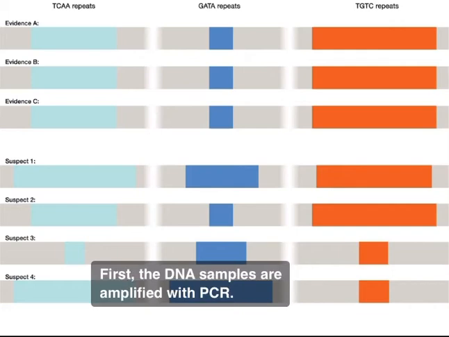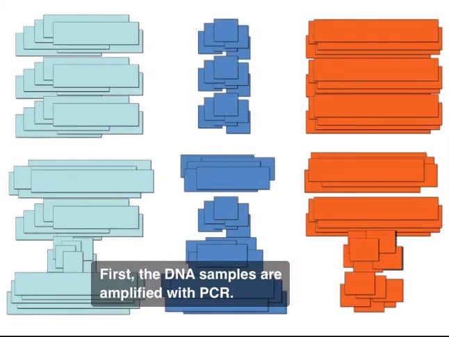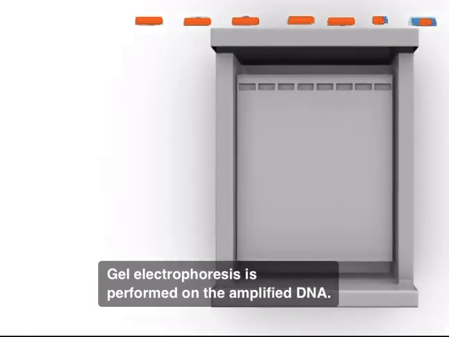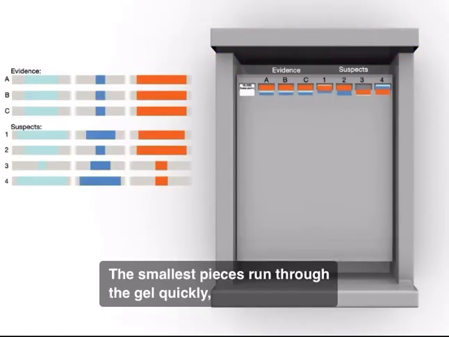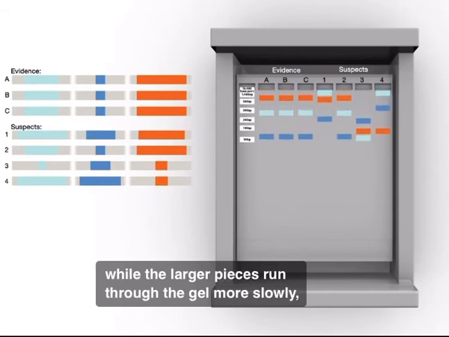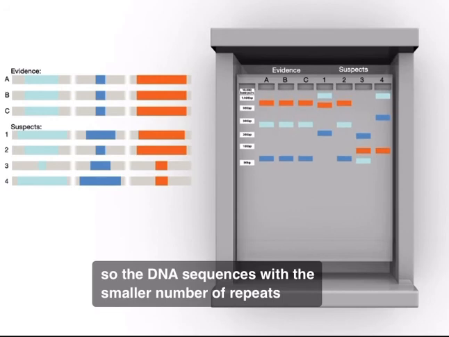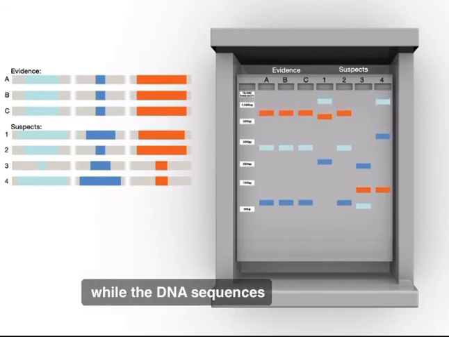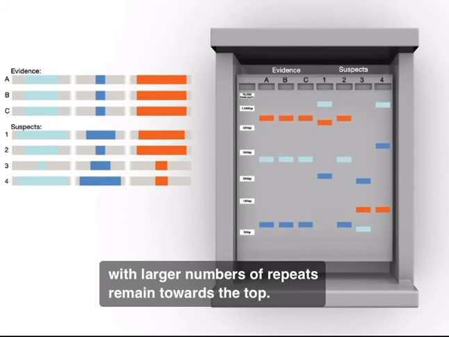First, the DNA samples are amplified with PCR. Gel electrophoresis is performed on the amplified DNA. The smallest pieces run through the gel quickly, while the larger pieces run through the gel more slowly, so the DNA sequences with the smaller number of repeats end up at the bottom of the gel, while the DNA sequences with larger numbers of repeats remain towards the top.